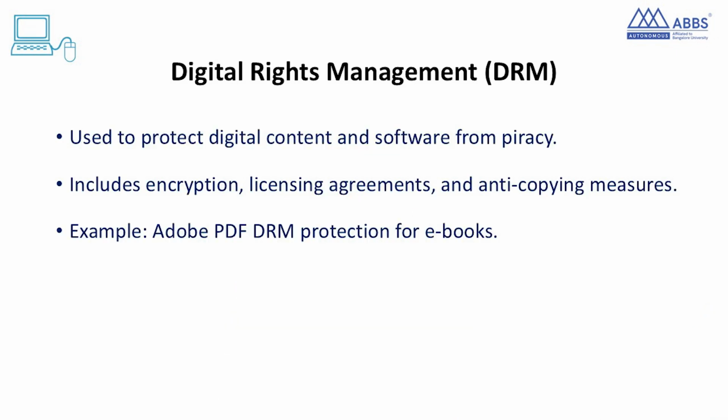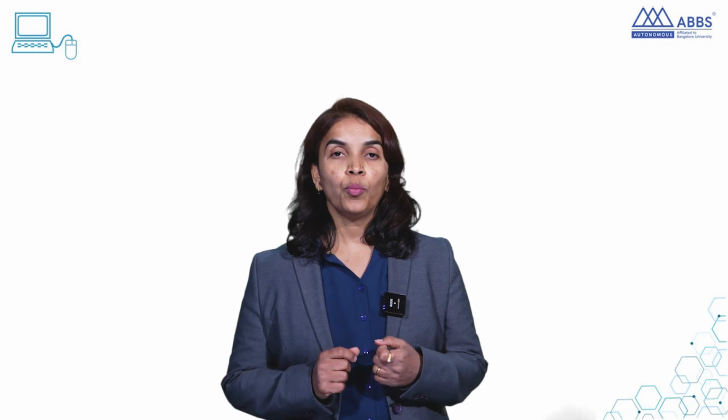Now moving forward, we have digital rights management. Now digital rights management is used to protect digital content and software from piracy. This includes encryption, licensing agreements and anti-copying measures. One of the best examples for this is the Adobe PDF digital rights management protection for ebooks. Now you might have seen there is a mark made on the documents, or if you try to download or copy digital content, it would not allow you to copy. Now that simply means that the digital component has been protected.